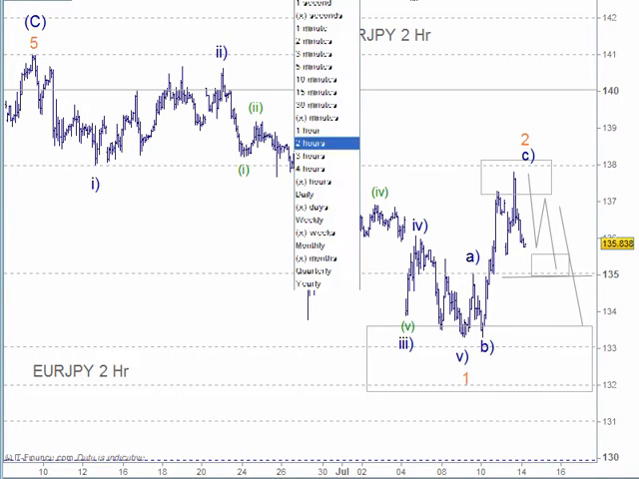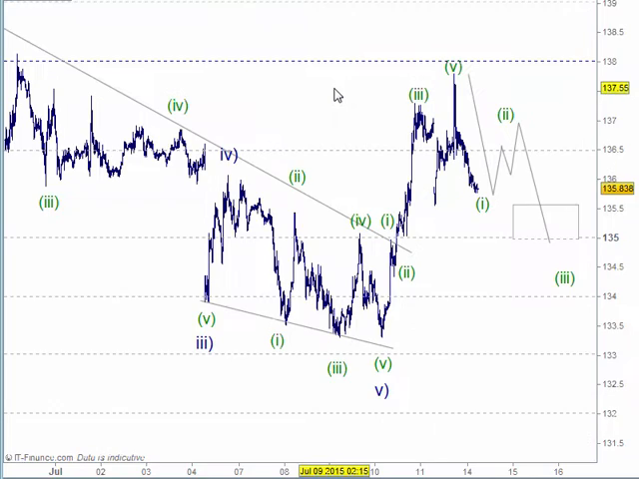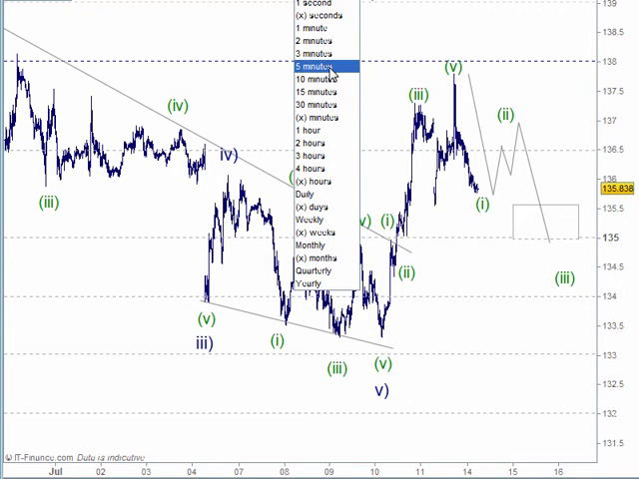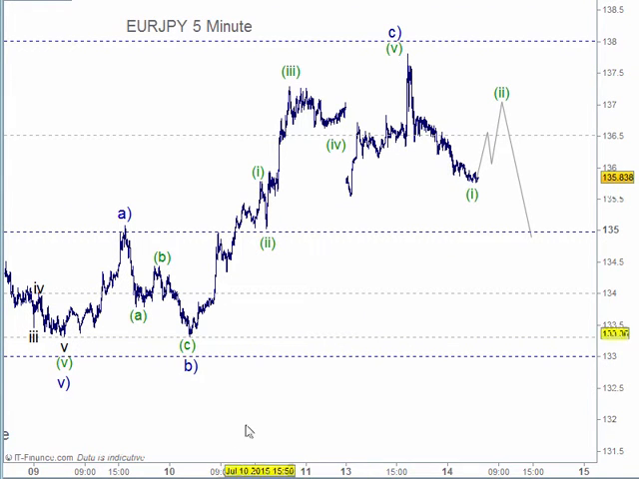So on the 15-minute chart here, this is what we've got it looking at. Yeah, I got it labelled different. I'm going to go to the 5-minute chart. I kind of got it labelled a bit differently here.